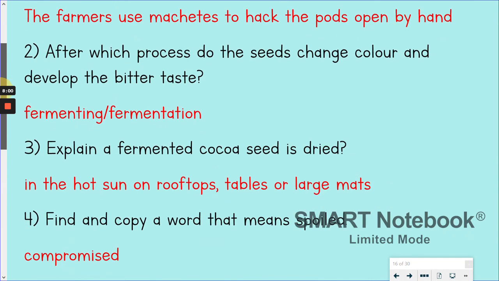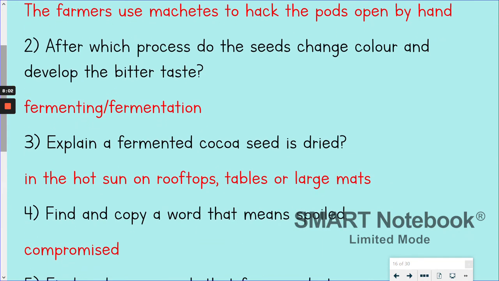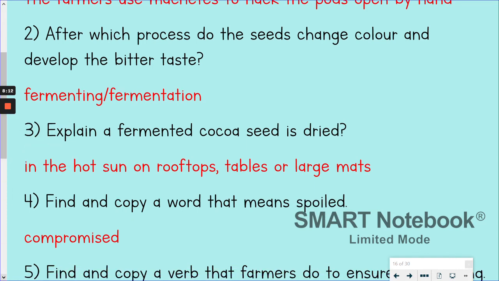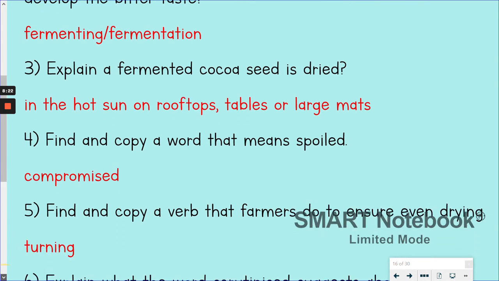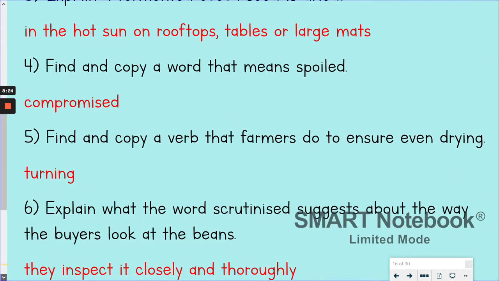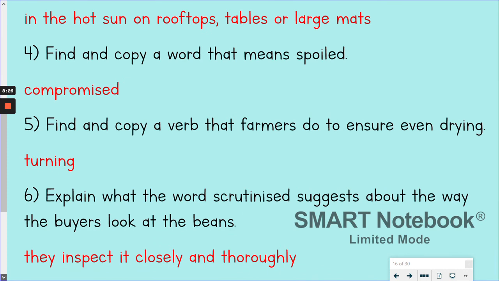After the fermenting or fermentation process, the seeds change colour and develop the bitter taste. The seeds are dried in the hot sun on rooftops. The key thing that you need there is in the hot sun. You didn't need to give those 3 places. The word that means spoiled is compromised. The verb that the farmers did to ensure even drying was turning.